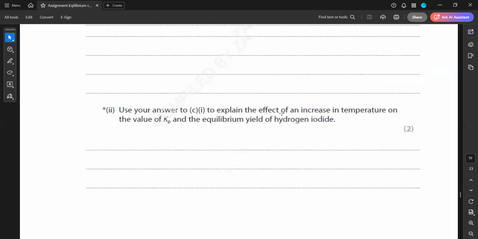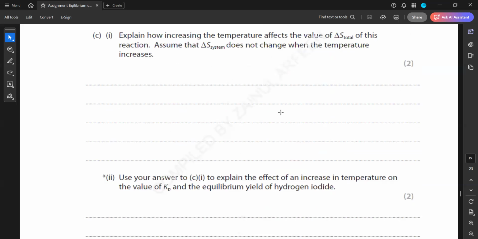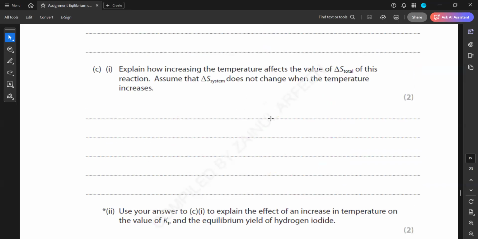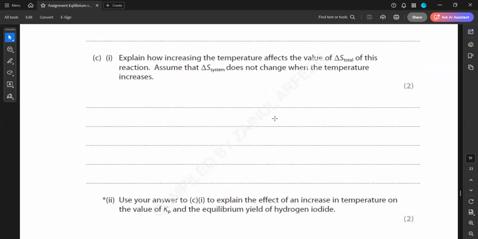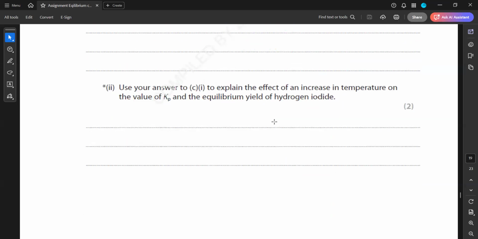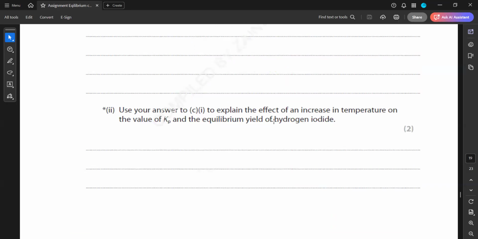Next, use your answer to C1, explain the effect of increasing temperature on the Kp and the equilibrium yield of hydrogen iodide. So what will happen? This reaction is exothermic. Remember, for an exothermic reaction, if we increase the temperature, what happens to the value of the Kp? Kc or Kp, the value will decrease, because the total entropy is decreasing.